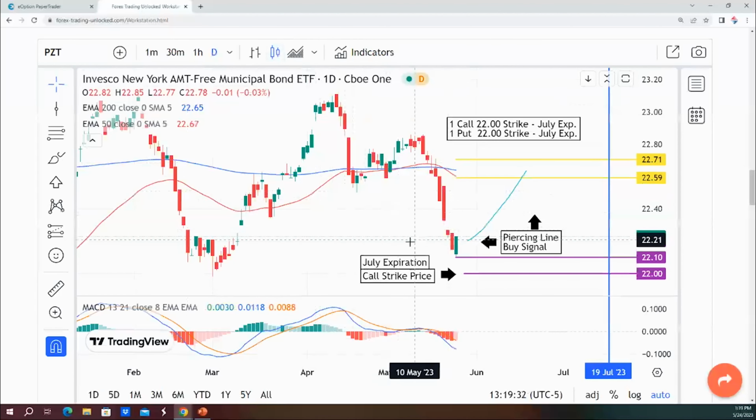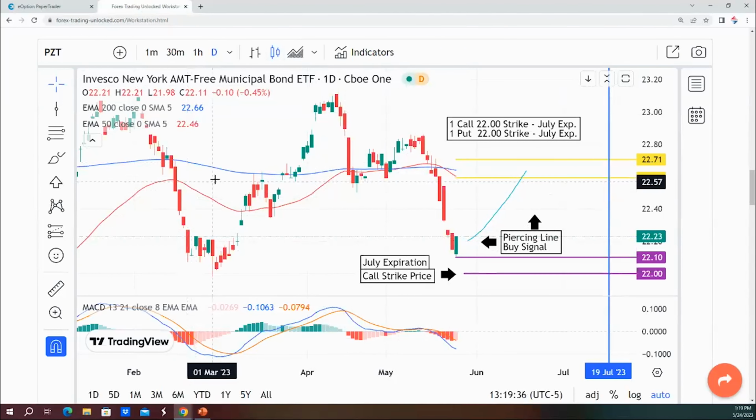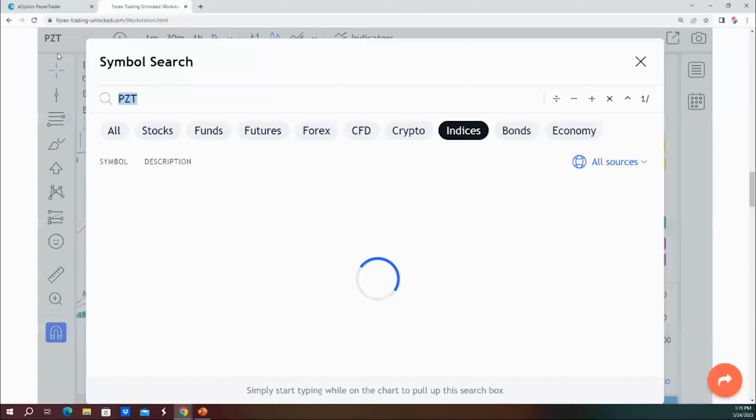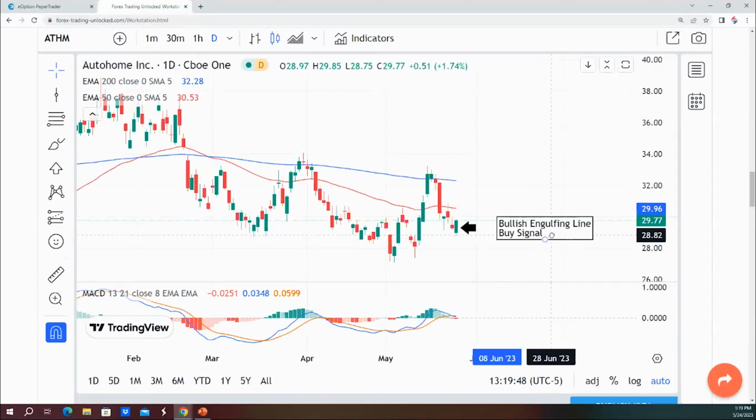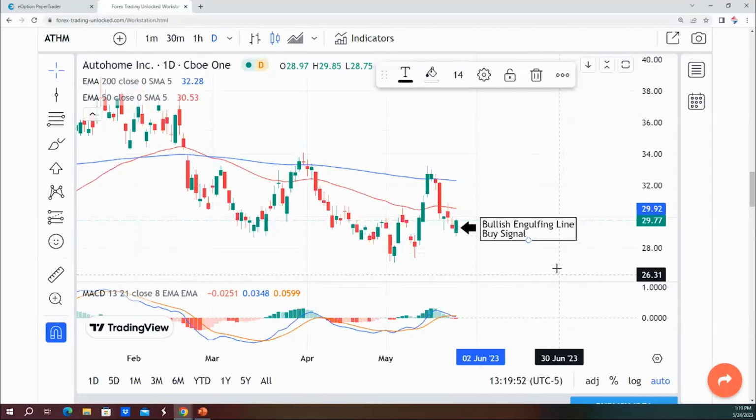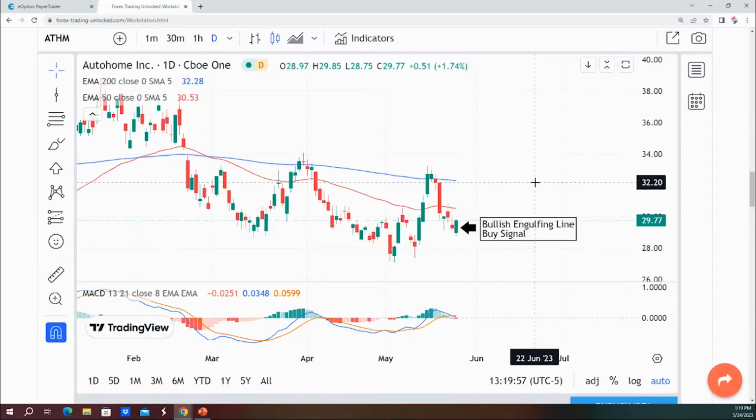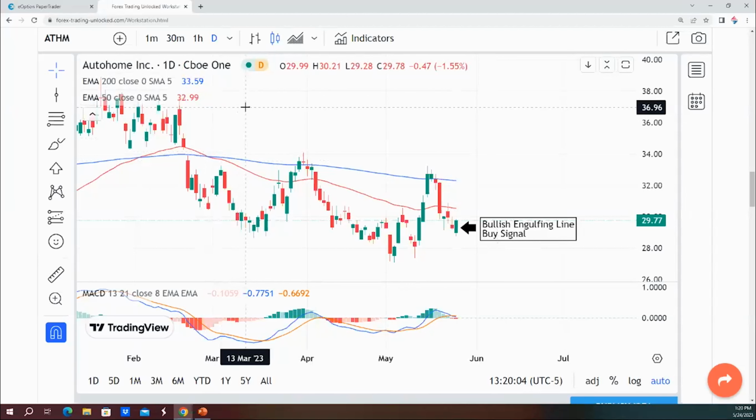Okay, so for right now, we have that explanation for one buy signal. Now let's move on to the next one. All right, so now let's go to another stock called ATHM. Okay, so we have another bullish engulfing line buy signal here for ATHM. And for this one, the stock was trading at 29.77 yesterday when it settled, and I believe today it was actually trading right around the same price.